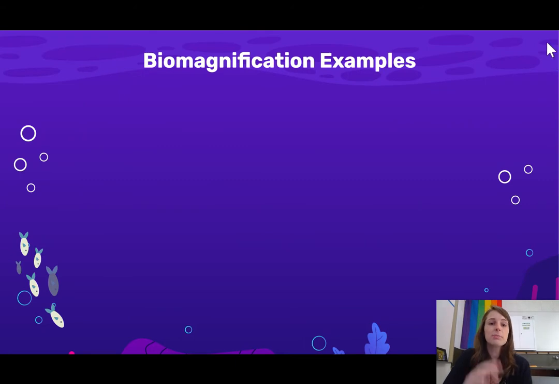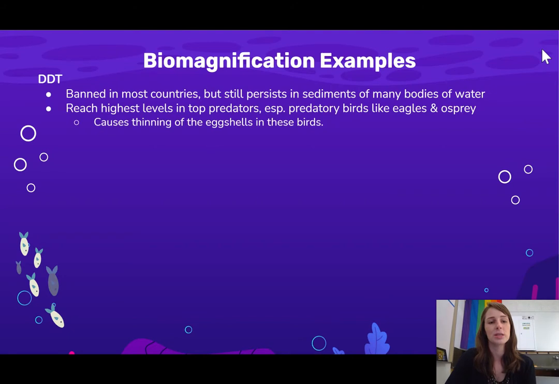So we're going to talk about some specific examples. There's a lot of different compounds that do biomagnification, but these are going to be three big ones that you'll want to know for APES, and you'll commonly hear scientists refer to them as biomagnification examples.